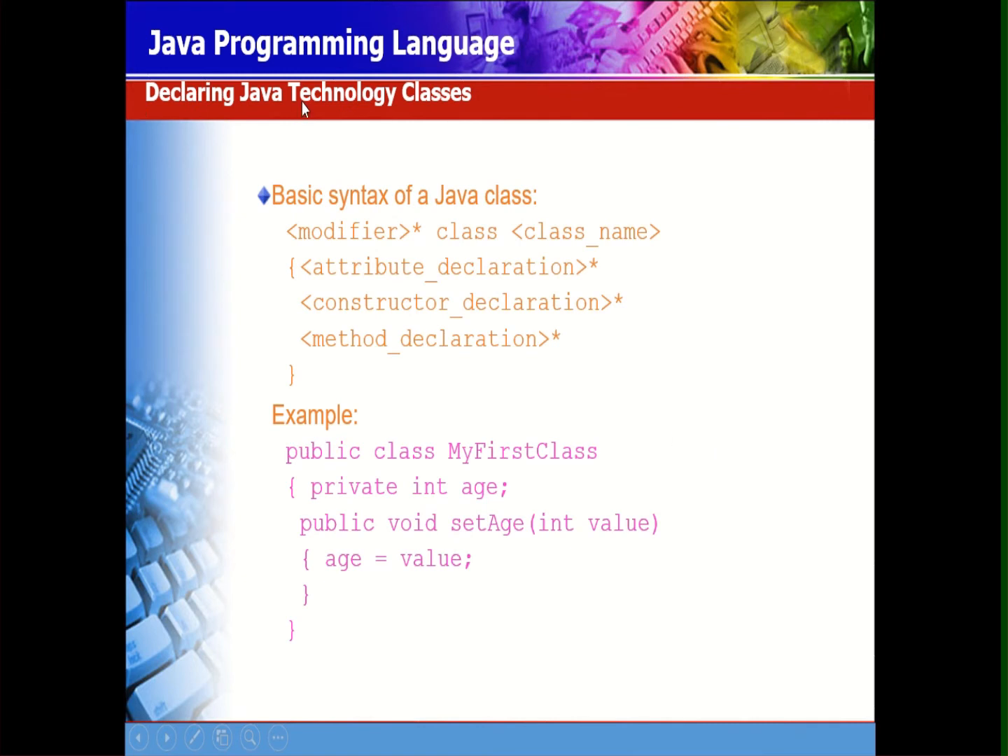Now declaring a Java technology class. How will we declare a Java class? So the basic syntax is modifier, then class name, attribute declaration, constructor declaration, method declaration. Now the example is we have created a class called MyFirstClass by using the keyword class, then private int age, this is an attribute, public void setAge(int value), this is a method.